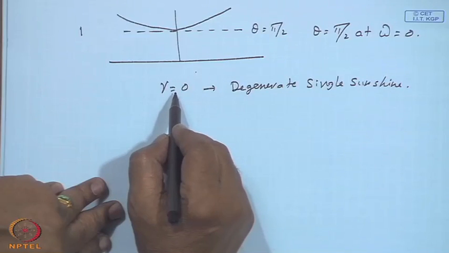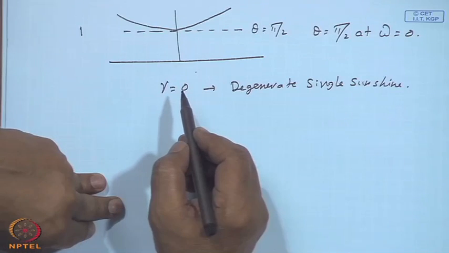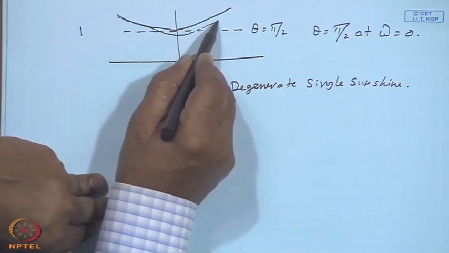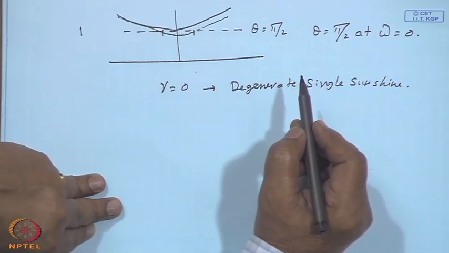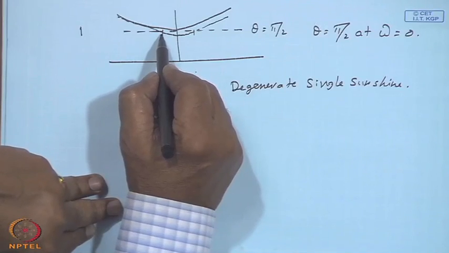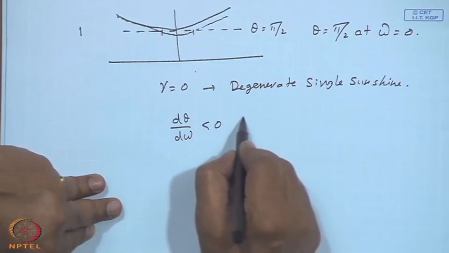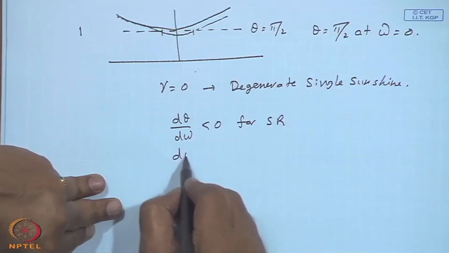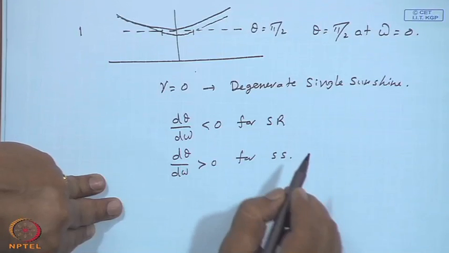Because if gamma had been non-zero or beta is not 90, say 80 or 88 or something, I might have had a curve like this, which is normal, with theta being less than pi by 2 over a period within the sunrise to sunset, and it satisfies my d theta d omega less than 0 for sunrise. Hereafter, I will write in shorthand SR, and d theta d omega greater than 0 for sunset.